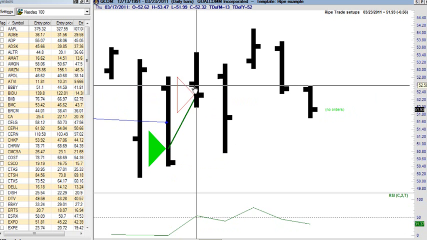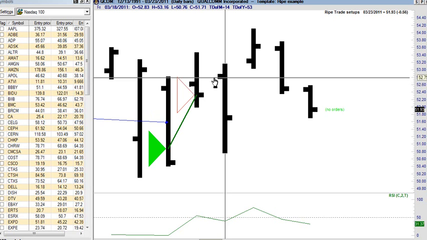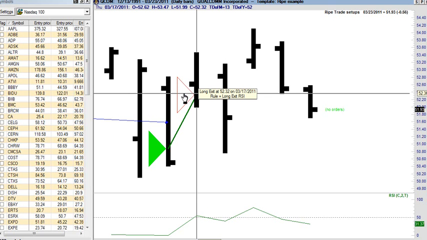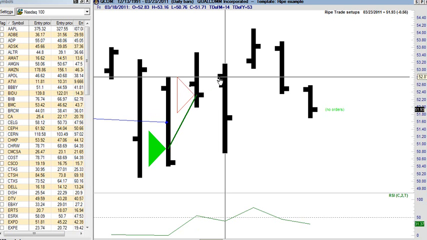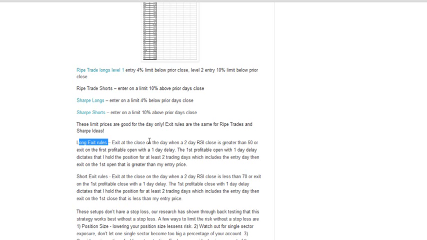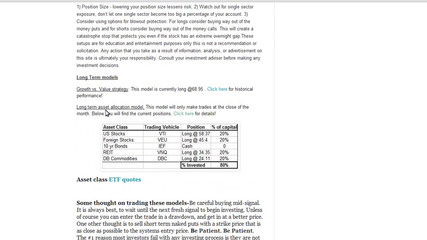If it did not exit there, it would be the first profitable open with a 1-day delay. This is the first profitable open. A 1-day delay means you have to stay in the trade for at least 1 day. So it didn't get out here at the first profitable open because there's a 1-day delay criteria. If this 2-period RSI didn't get you out of the trade, you'd get out right here at the 1-day delayed first profitable open. Hopefully that's clear. The short exit rules are the same idea: you exit when the 2-day RSI is greater than 70, or on the first profitable open with a 1-day delay. Simple enough, I hope.